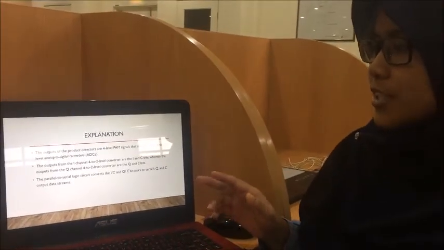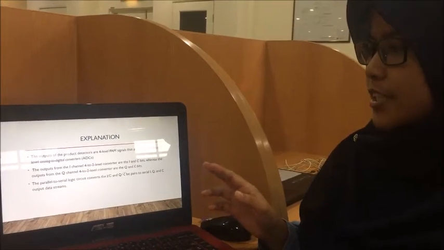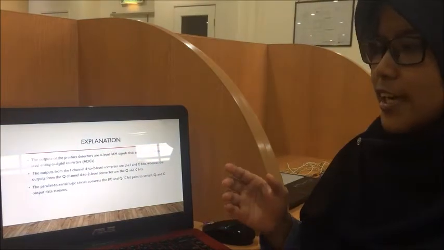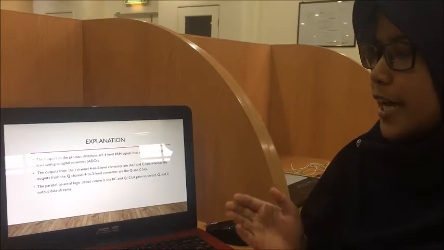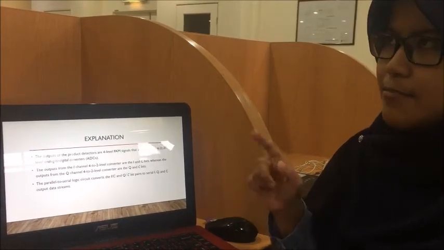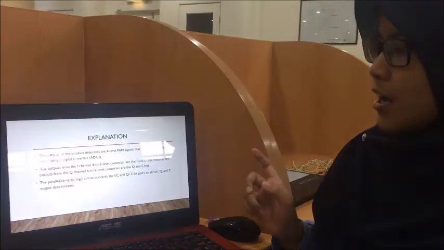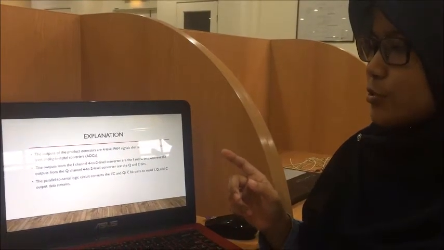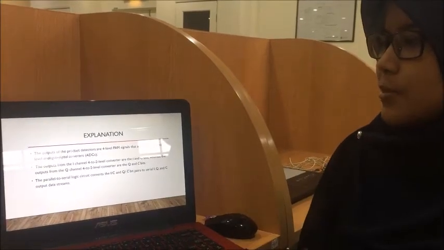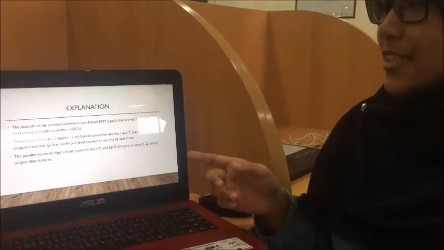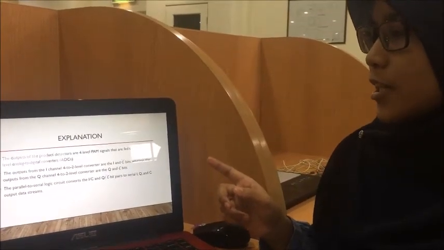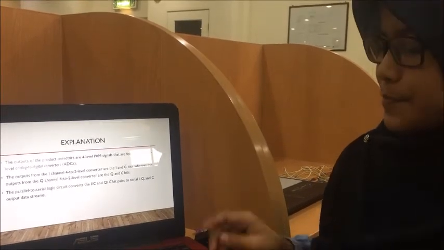The outputs of the product detectors are 4-level PAM signals that are fed to the 4 to 2-level analog to digital converters, which is ADC. Then the outputs from the I channel 4 to 2-level converter are the I and C bar bits, whereas the outputs from the Q channel 4 to 2-level converter are the Q and C bits. The parallel to serial logic circuit converts the I, C and Q, C bar bit pairs to the serial I, Q and C output data streams.